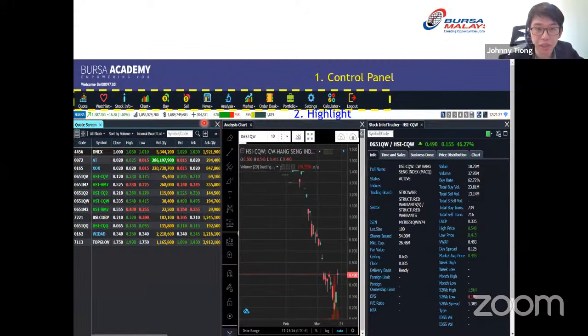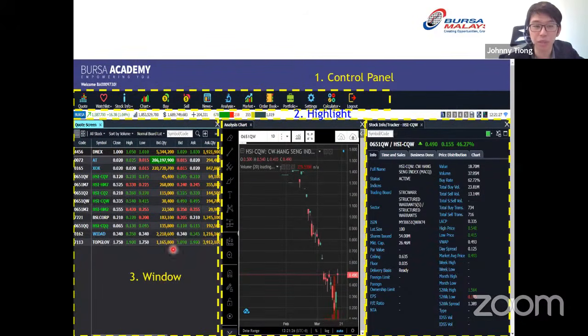The third one we want to know is the window. You see there are 3 windows here: a quote screen, analysis chart, and the stock info. We call these window 1, window 2, and window 3. And if you're familiar with Google Chrome or Internet Explorer or your browser, there are tabs here. For this window, there is 1 tab called quote screen. You can add a lot of tabs in your windows. For example, in the analysis chart, if you want to put in your order pad inside here, you also can, no problem. So remember the control panel, highlight, windows, and also tabs.